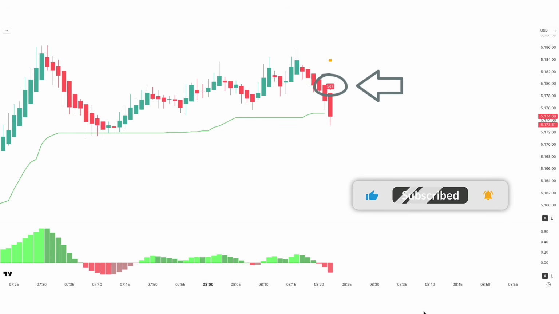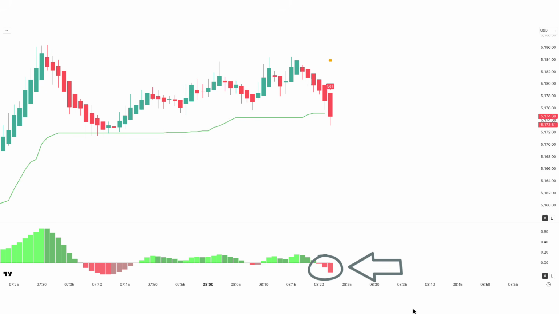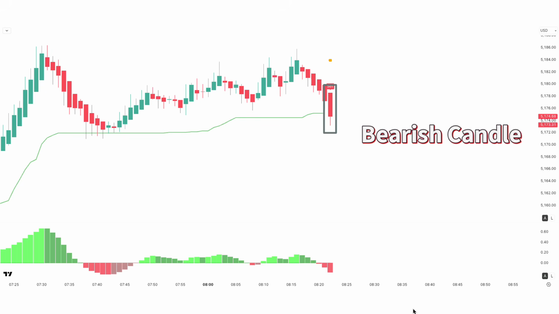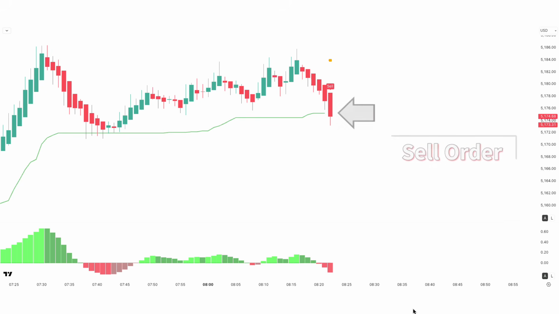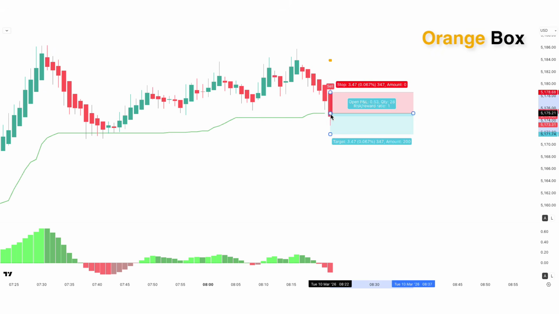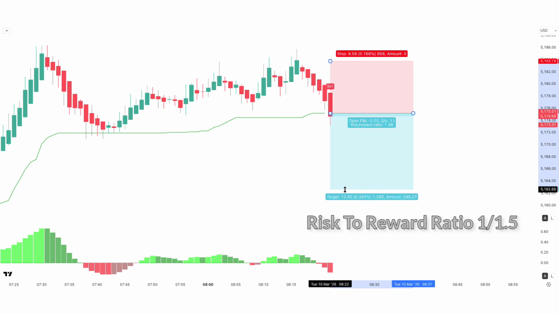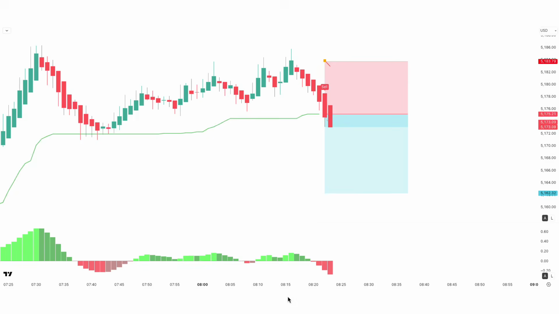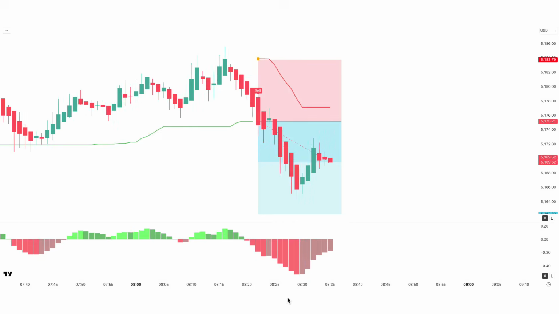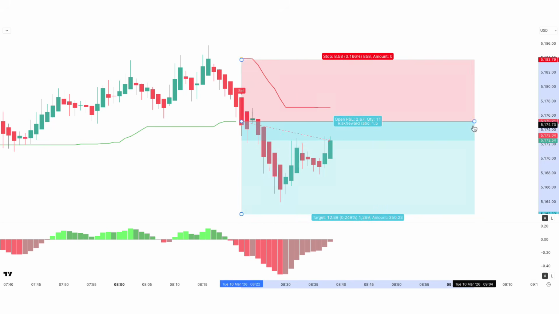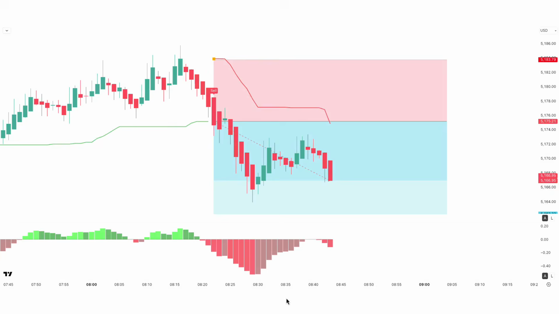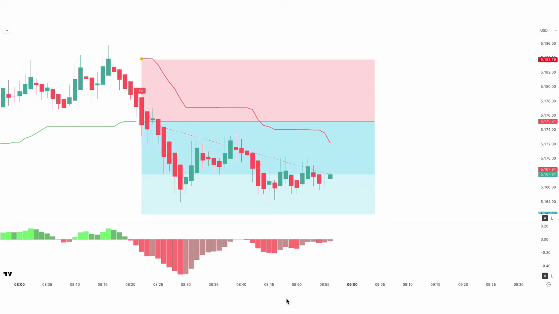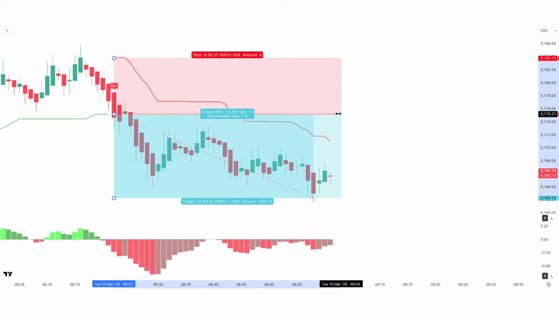Let's see how we use these trading setups. When the trading goal arrow of this indicator is a sell signal, when the MACD4C shows red columns, and when the market forms a bearish candle, if this condition is fulfilled, then we will place a sell order. Our stop loss is to be placed at the orange box, and the risk to reward ratio will be 1:1.5. The market has completely hit the target.